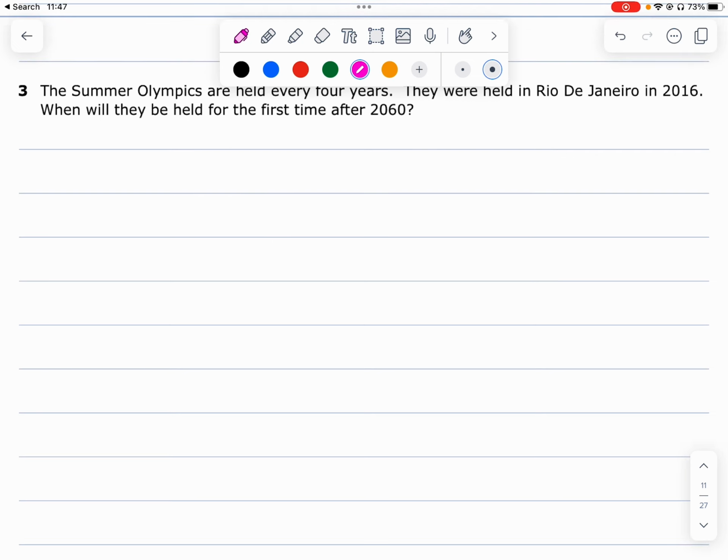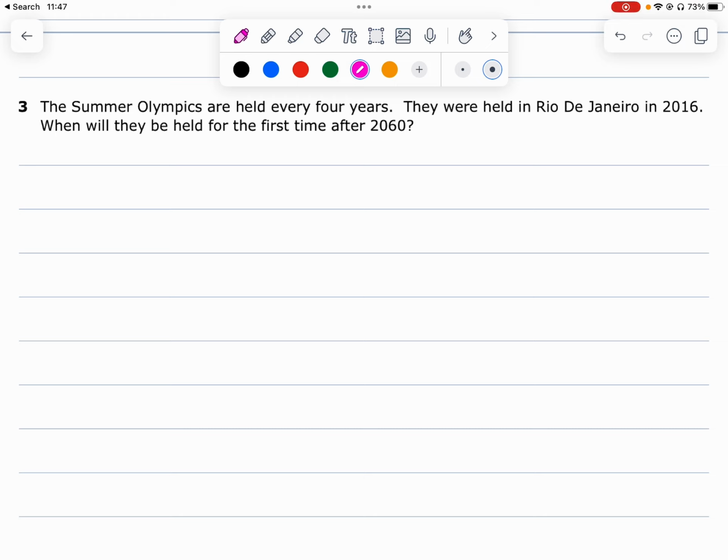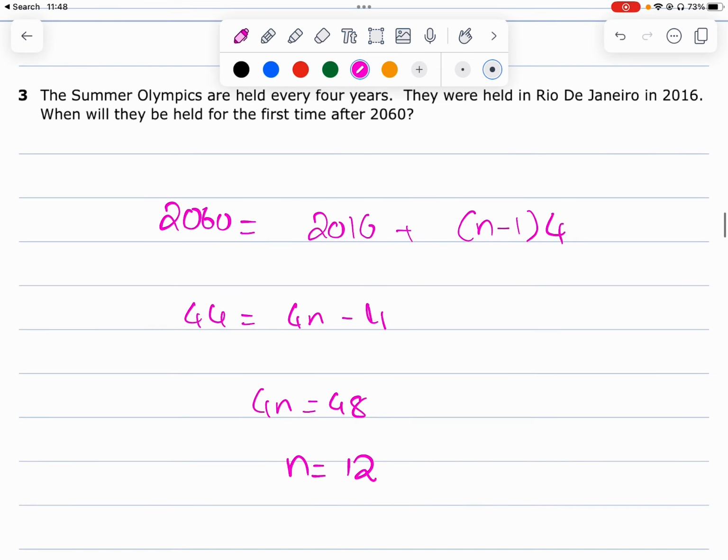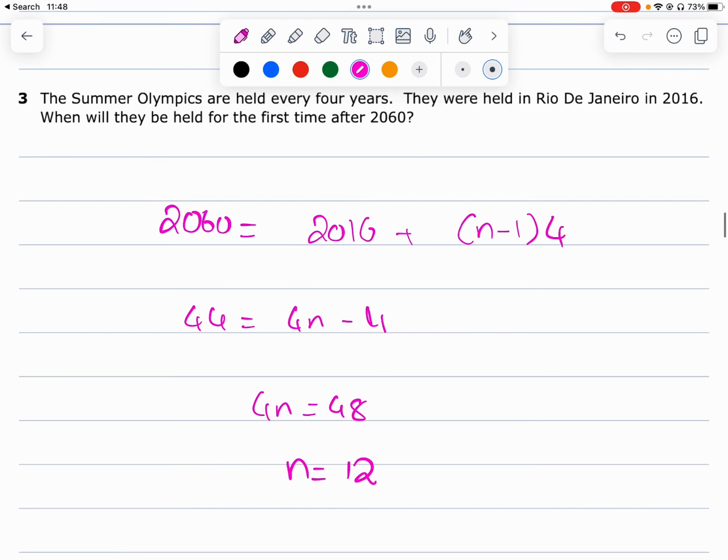Question number 3. The Summer Olympics are held every 4 years. They were held in Rio de Janeiro in 2016. Will they be held in 2060? So 2060 equals 2016, the first term, plus (n minus 1) times the common difference, which is 4 because it is every 4 years. So 44 equals 4n minus 4. 44 plus 4 equals 48. So n equals nothing but 12.